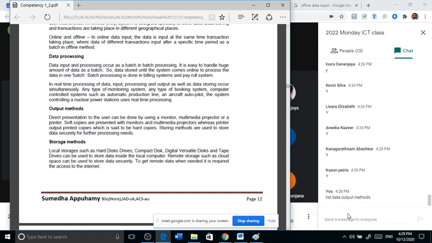Okay? List data output methods. Make my question last, I have given list data output methods. Okay, so what are the data output methods? Soft copy and the hard copy.